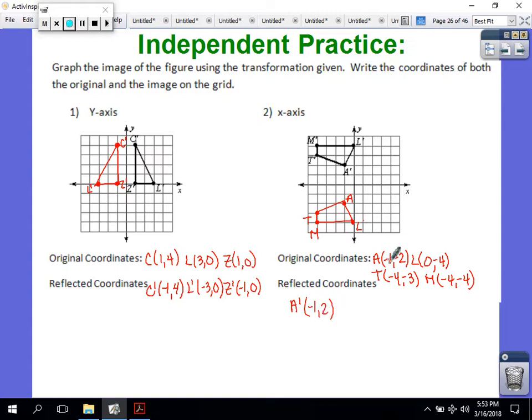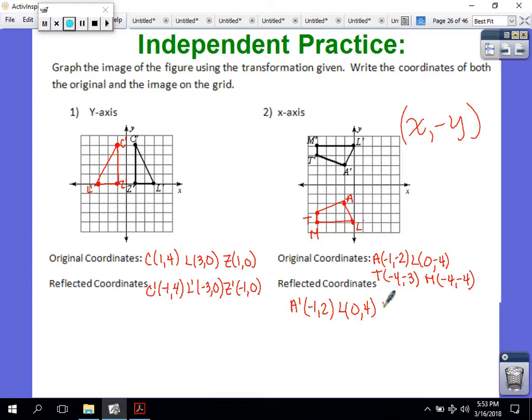And if you look at our rule, the x value stayed the same and y became its opposite. L became 0, up 1, 2, 3, 4. 0, 4. And then notice it was 0, negative 4. The y value just switched positions. So remember that our rule for the x-axis is x, opposite y.